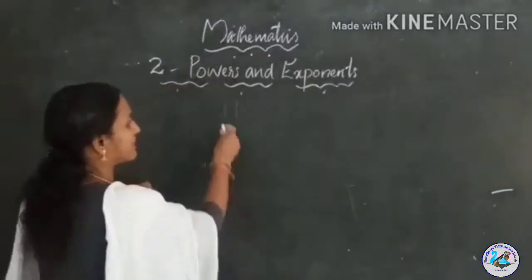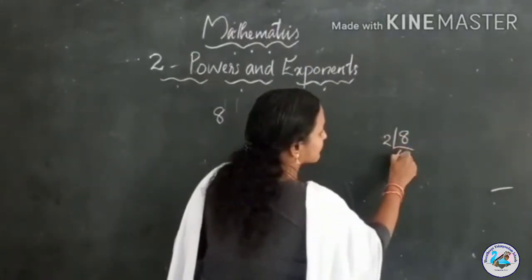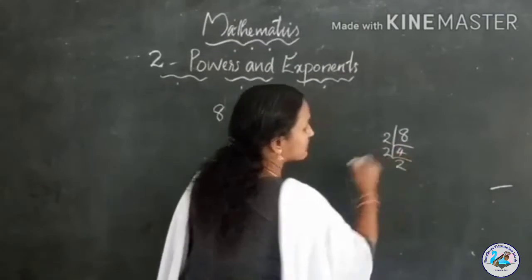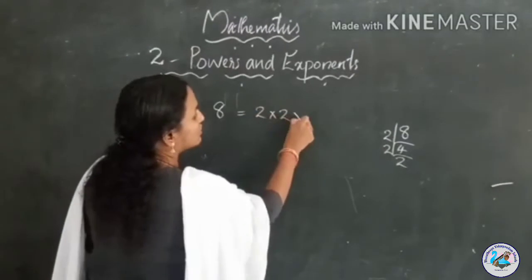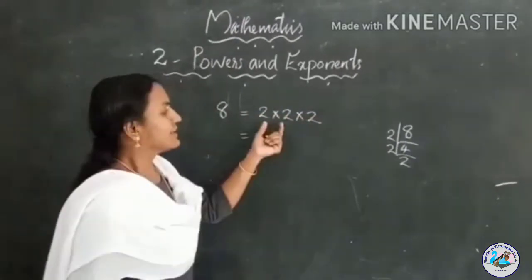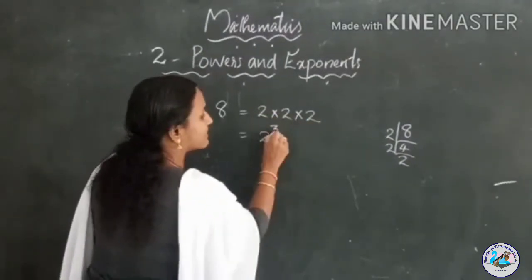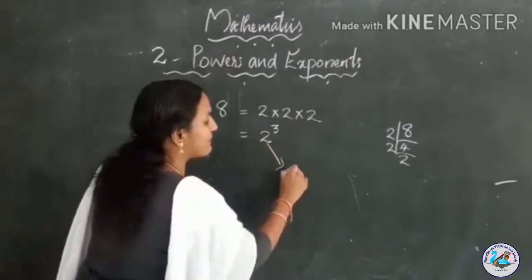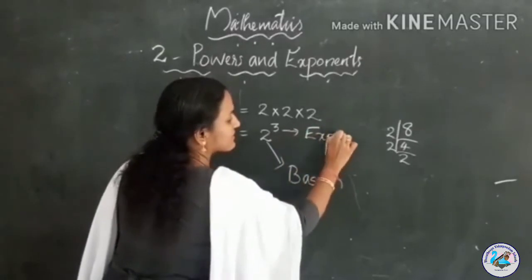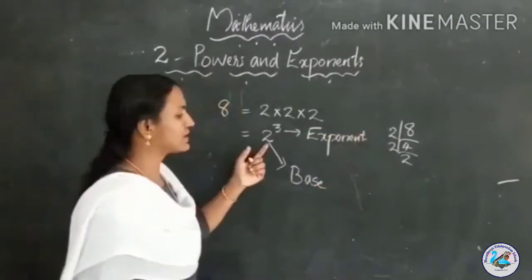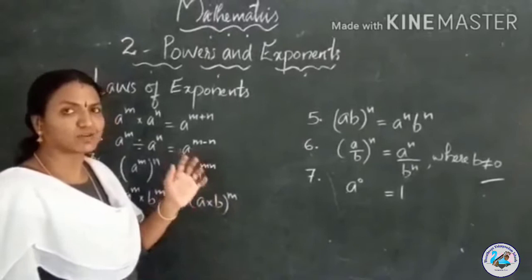Consider a rational number 8. 8 can be written as 2 into 2 into 2. This 2 into 2 into 2 can be written as 2 power 3. Here 2 is the base and 3 is the exponent. In 2 power 3, 2 is the base and 3 is the exponent. Let's revise the laws of exponents.